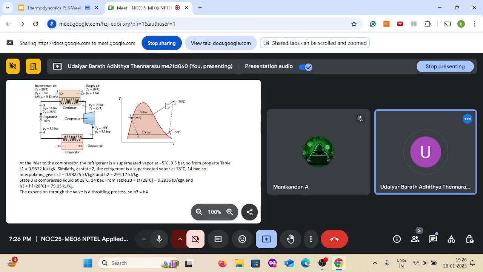Similarly at state 2, the refrigerant is now superheated at 75 degrees Celsius and 14 bar. So interpolate.